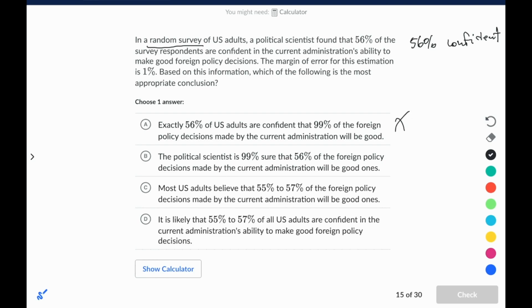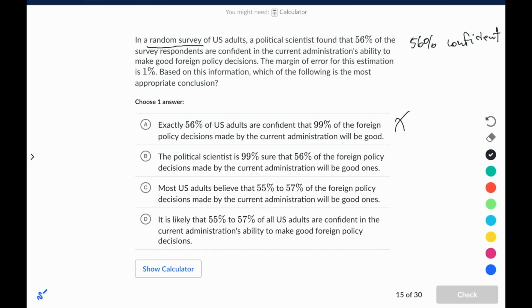The political scientist is 99% sure that 56% of foreign policy decisions made by the current administration will be good ones. No, the margin of error is not about how confident the political scientist is, as I said. The margin of error is about the people surveyed, about the results of the survey. I'm thinking, but okay, I won't be too quick to eliminate B.